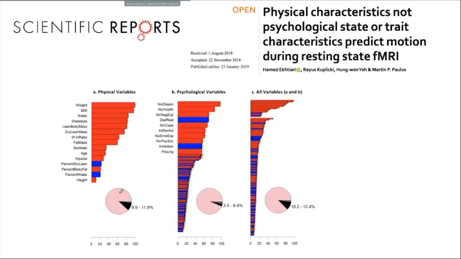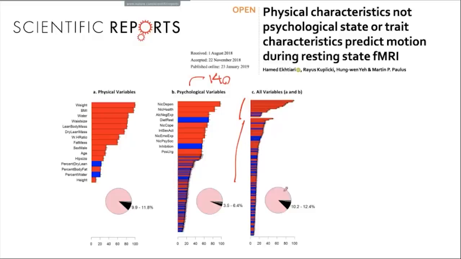And then we realized that if we add all variables together, the physical variables and all the psychological variables, and by psychological variables, we had something like 40 different questionnaires and assessments, so it was a really intensive assessment, and we have close to 500 subjects, a really large database, we can explain only around 11%. So it's close to what we had with physical variables alone.